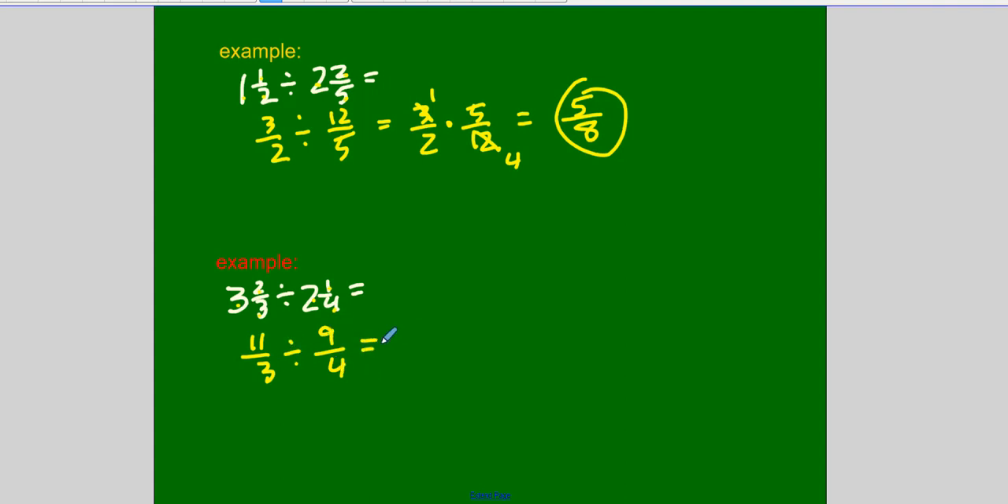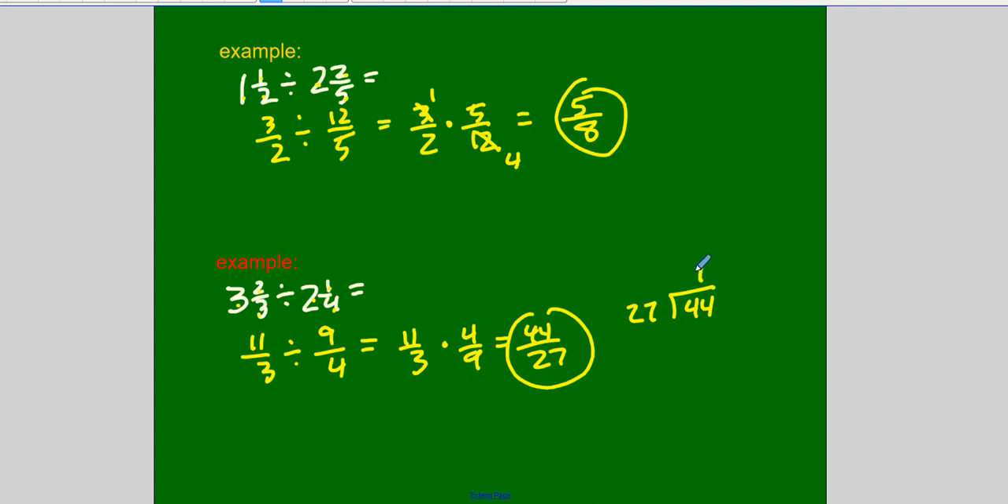So now to do the problem, I change the division sign to multiplication. I take the reciprocal of 9/4, which is 4/9. I flip it over, okay? So now this time I have 11 times 4 is 44. 3 times 9 is 27. That's an improper fraction. That is the correct answer, but I'm going to change it to a mixed number by dividing the bottom into the top, the denominator and numerator.